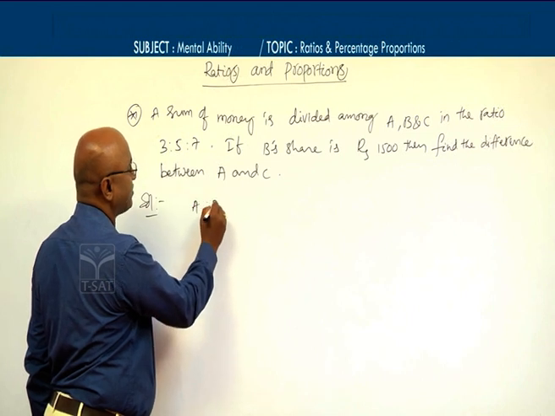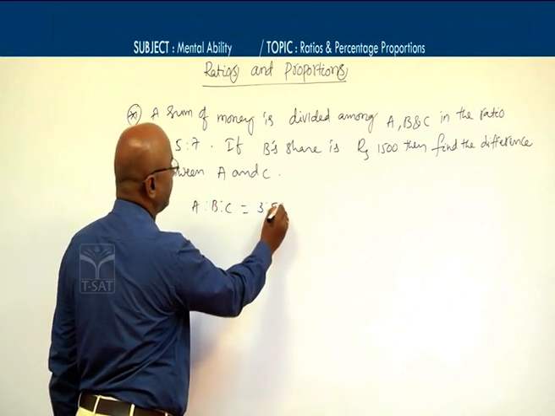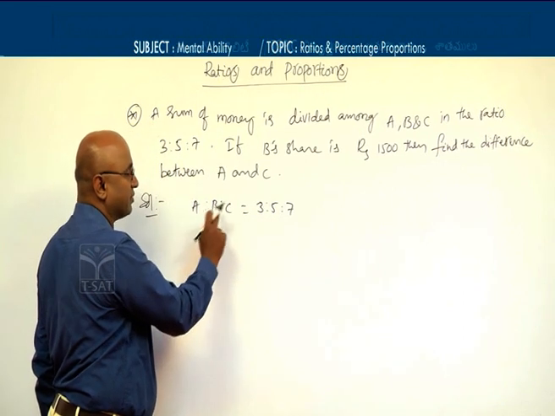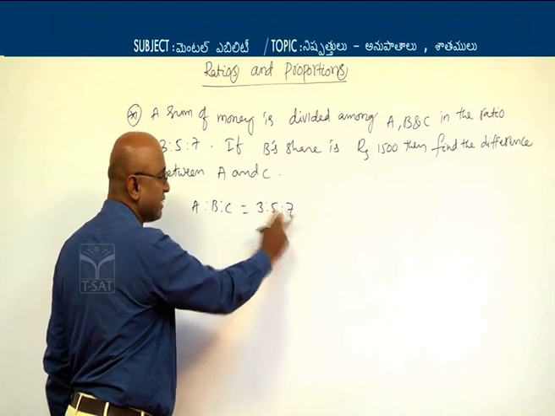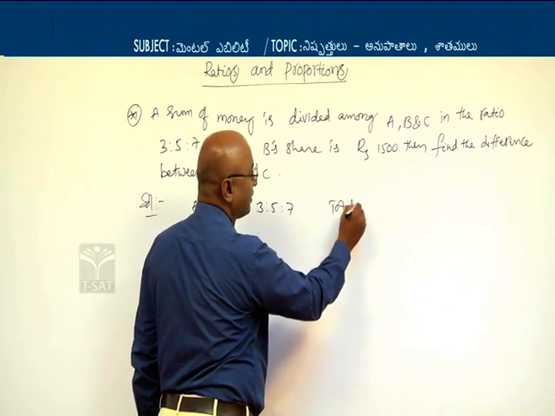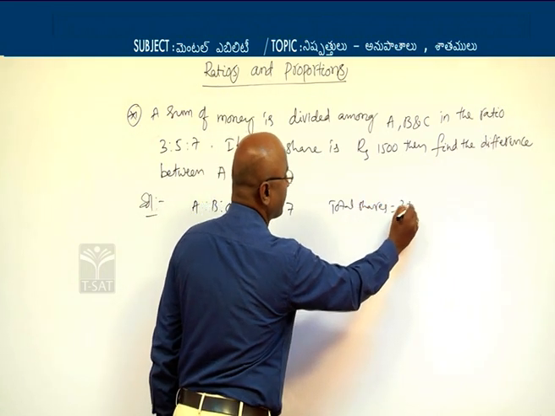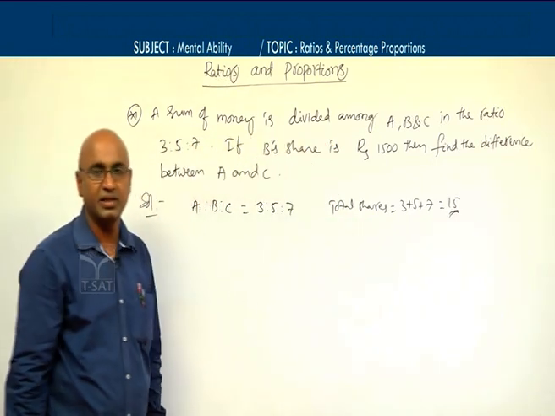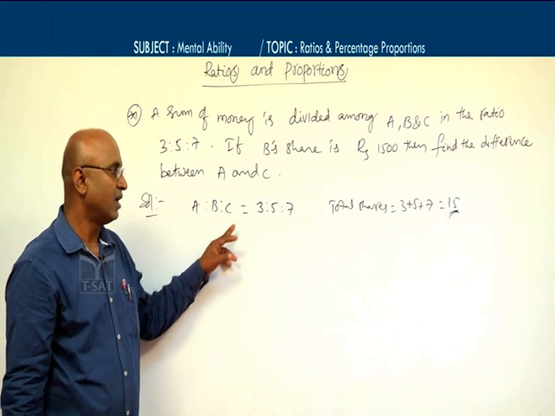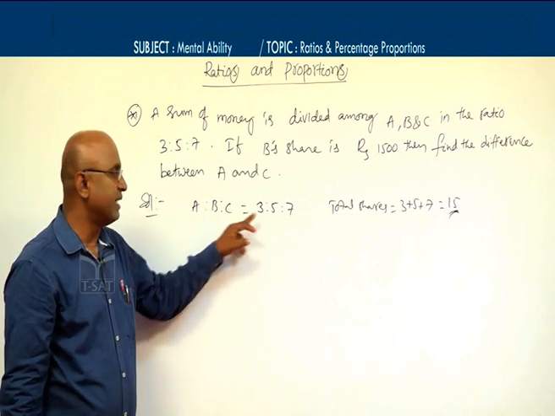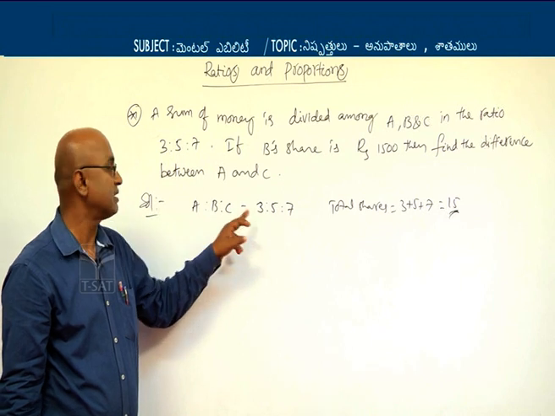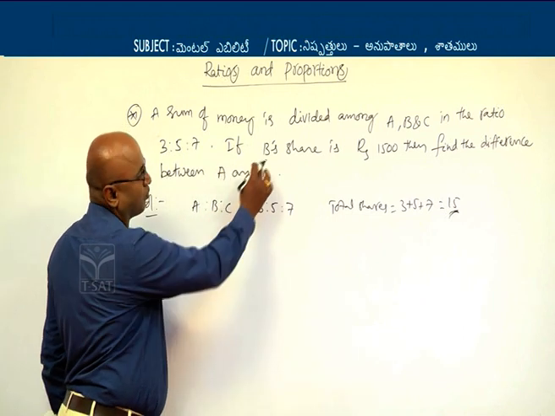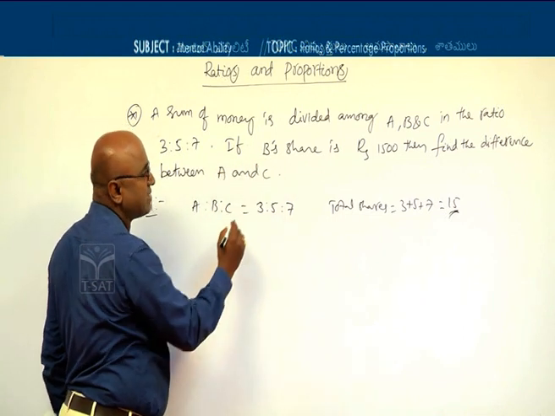See, the ratio of A to B to C is equal to 3:5:7. A's share is 3 parts, B's share is 5 parts, and C's share is 7 parts. Total shares is equal to 3 plus 5 plus 7, that is equal to 15 parts. The amount is divided into 15 parts. Out of 15 parts, A's share is 3 parts, B's share is 5 parts, and C's share is 7 parts. Now, what the data given is, B's share is rupees 1500.